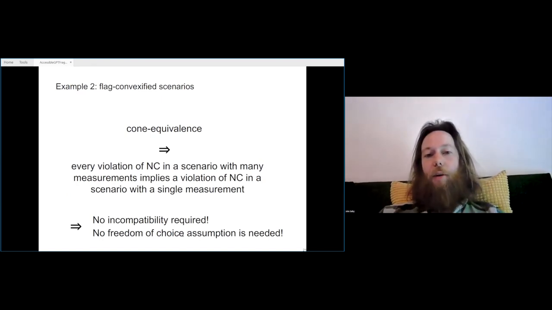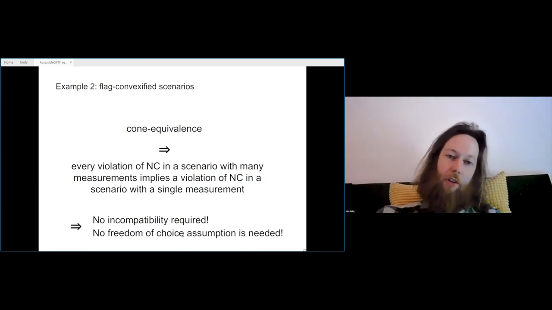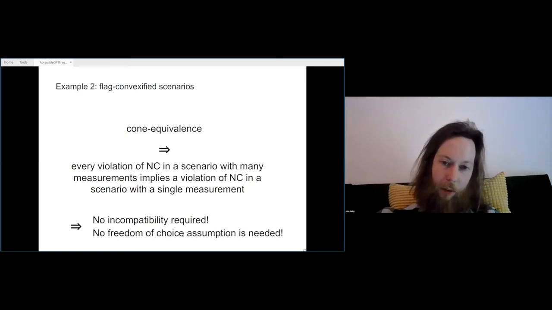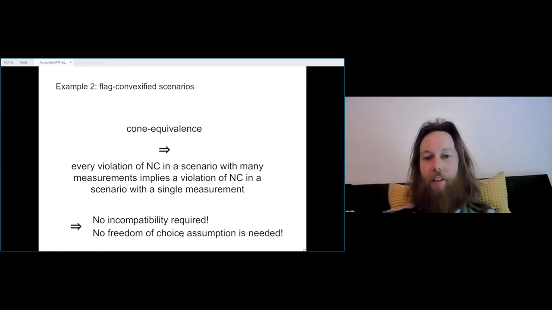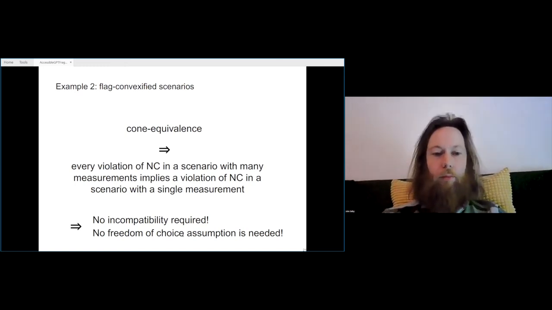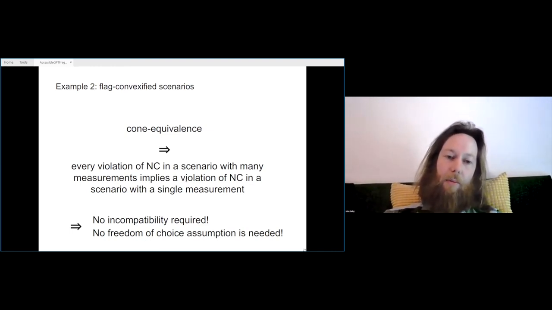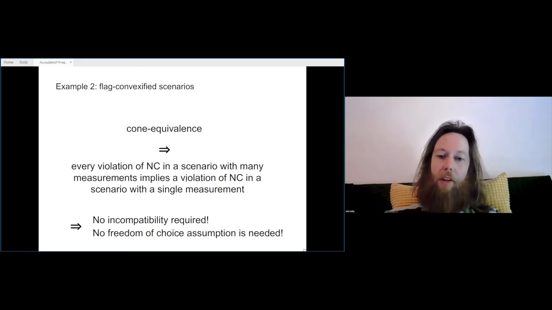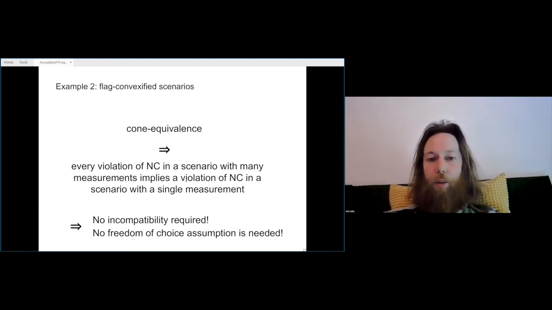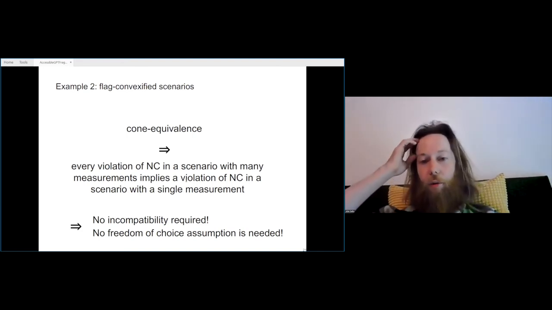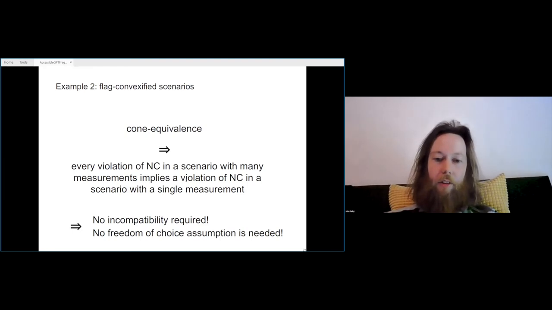If we think about our flag convexified scenarios, so this is where we took the measurement setting and turned it into an output, then again, we said that this gives a cone equivalent scenario. And so we can take any scenario that we want that shows a proof of contextuality, or proof that it can't be embedded within a simplex. We flag convexify it and we end up with a new scenario that also can't be simplex embedded, so also is a proof of generalized contextuality.